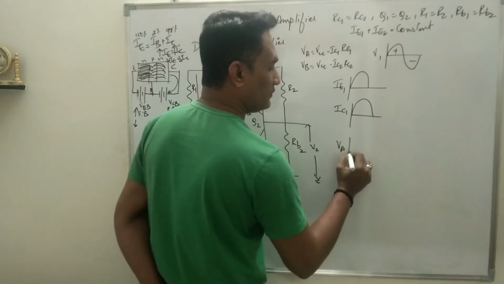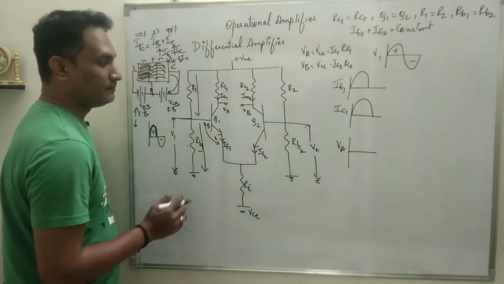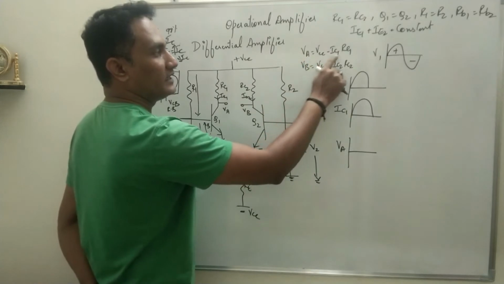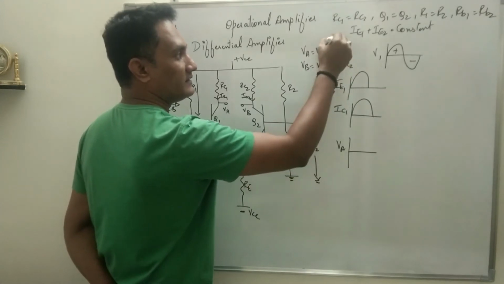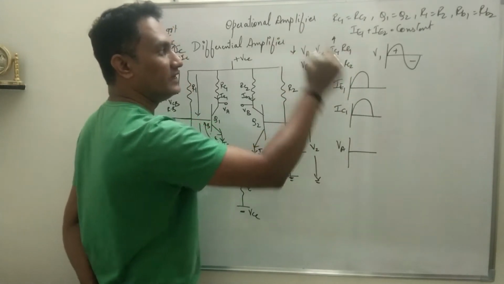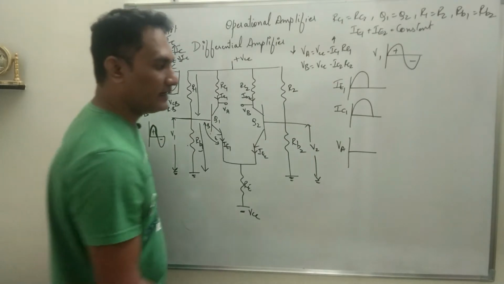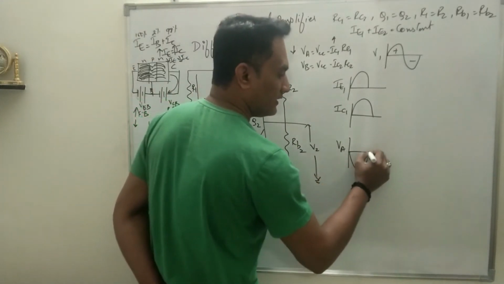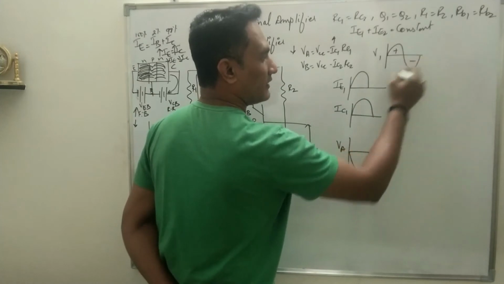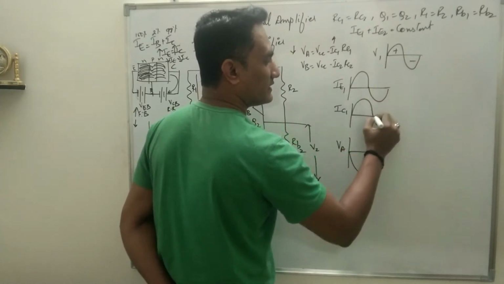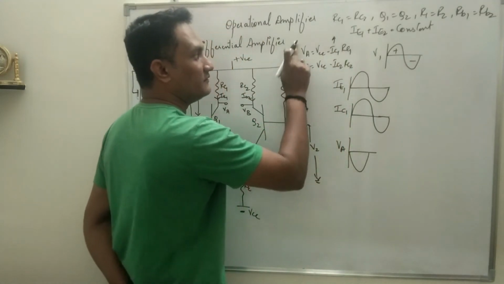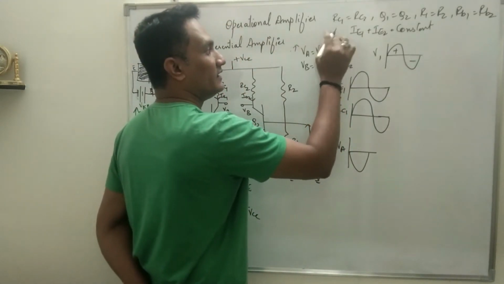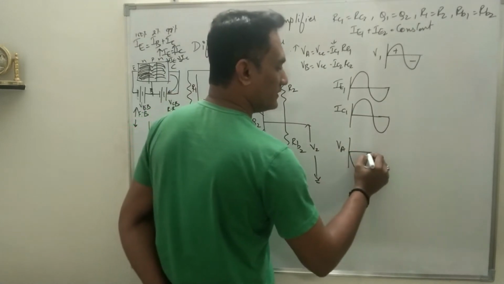And if IC1 increases, what is the equation for VA? VCC minus IC1 into RC1. VCC and RC1 are constant. If IC1 increases, VA decreases, right? VA will decrease. Similarly, during the negative half cycle, IE1 decreases, therefore IC1 decreases, and if IC1 decreases, VA will increase. Okay, so VA will increase.